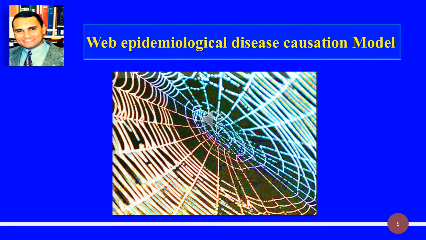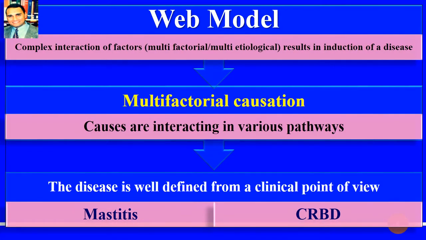Web epidemiological disease causation model. The web epidemiological causation model shows a complex interaction of factors, meaning multifactorial, multi-etiological, that results in induction of any disease. Multifactorial causation means that causes are interacting in various pathways. The disease is well defined from a clinical point of view, such as mastitis and chronic respiratory bovine disease. This means that the occurrence of any disease requires many factorial actions to occur.